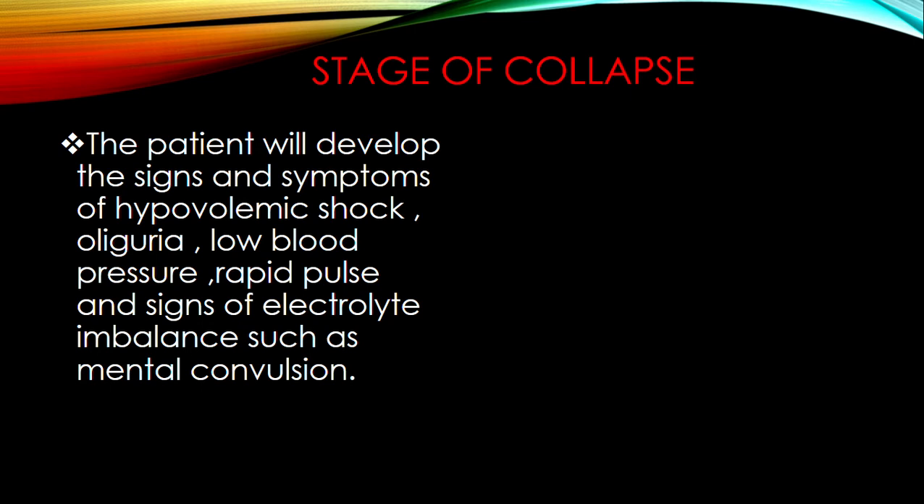Now, a person has lost a lot of fluids, so now they are going into hypovolemic shock. Their blood pressure is reducing, their pulse is increasing, because the heart now is trying to pump as fast as possible in order to provide much blood which is needed by the body, which is having these problems. And so because there is electrolyte imbalance, this person will go into mental confusion or convulsions. They will start convulsing because they have lost a lot of electrolytes. So that is during the stage of collapse.